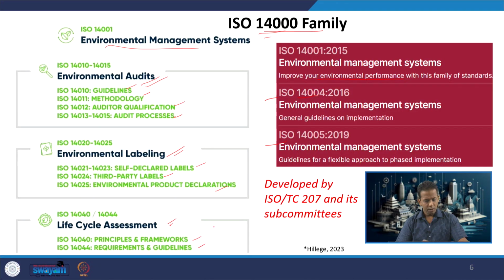Life cycle assessment, we are going to talk about in detail in subsequent lectures of this course. It is basically a tool to evaluate the environmental impact of any process, product or system throughout its life cycle. For that there are some principles and frameworks mentioned in one of the ISO standards, and then there is a list of requirements and guidelines that need to be followed while conducting life cycle assessment. Those are mentioned in ISO 14044. So, these are some of the major standards involved in ISO 14000 and related to the environmental performance of a company.